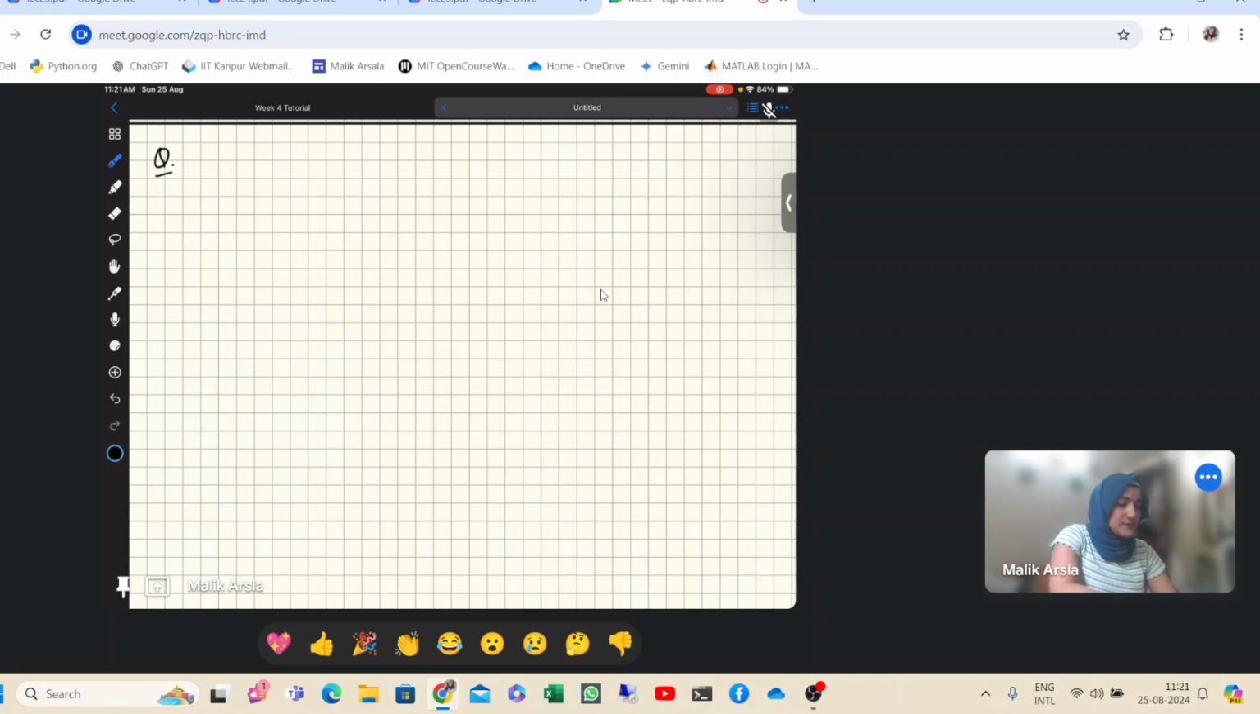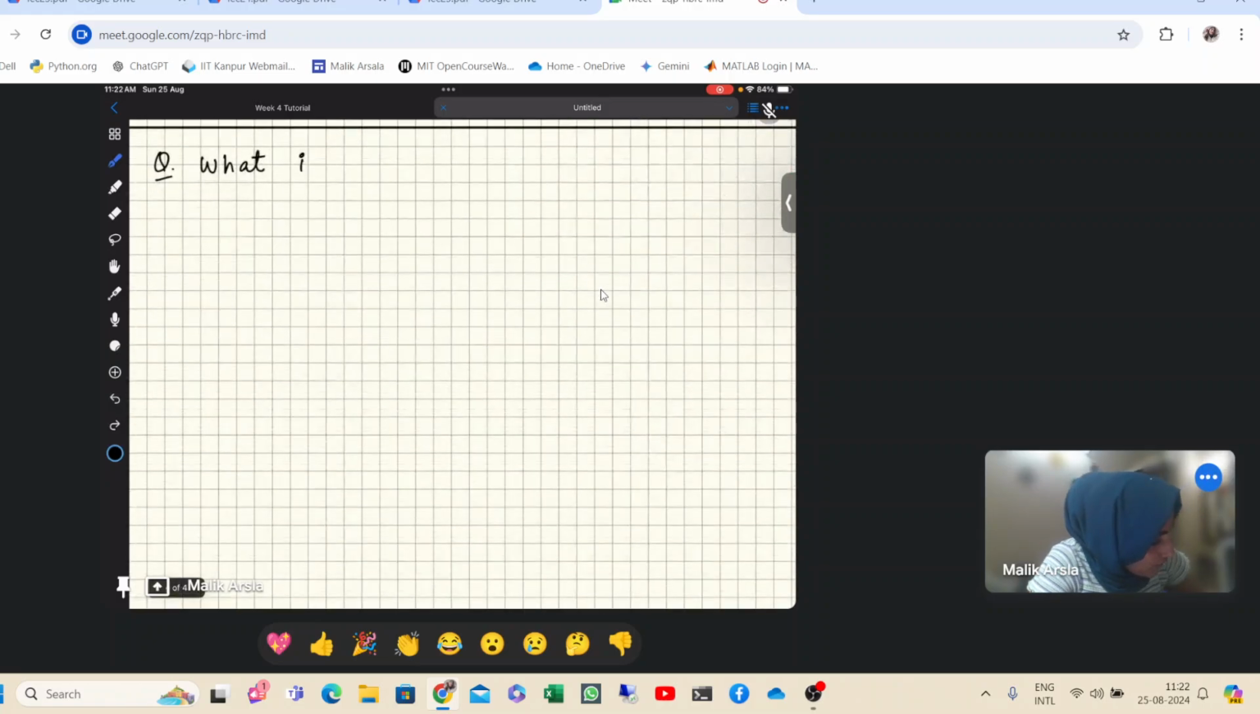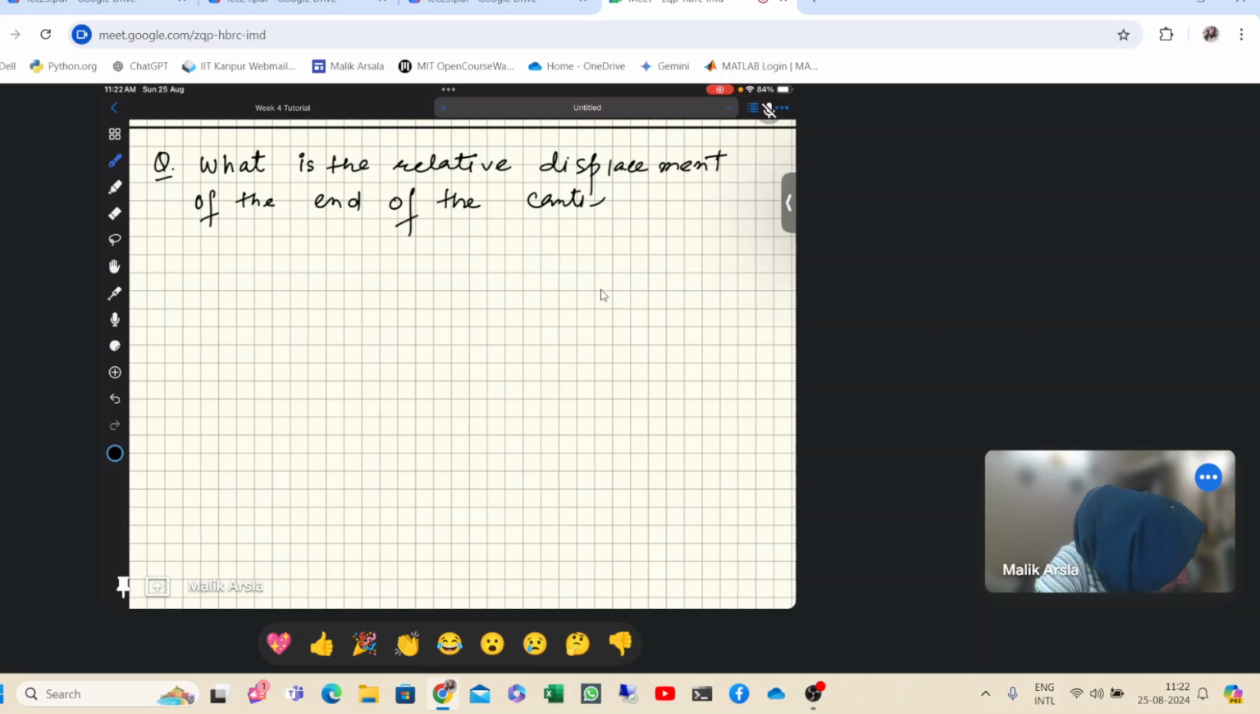Okay, so the next question is, what is the relative displacement of the end of the cantilever reed with respect to base for the system shown below.